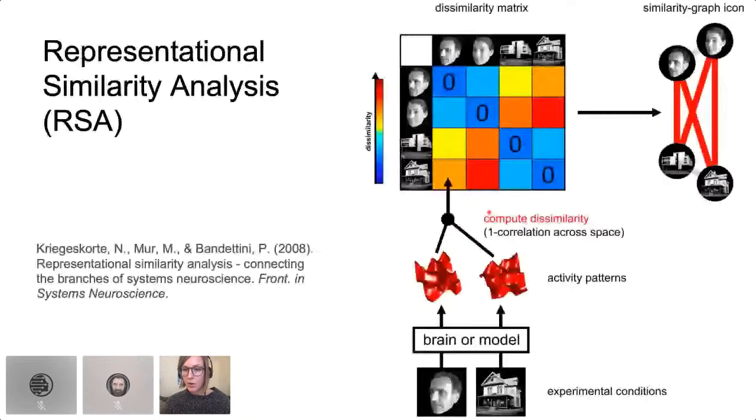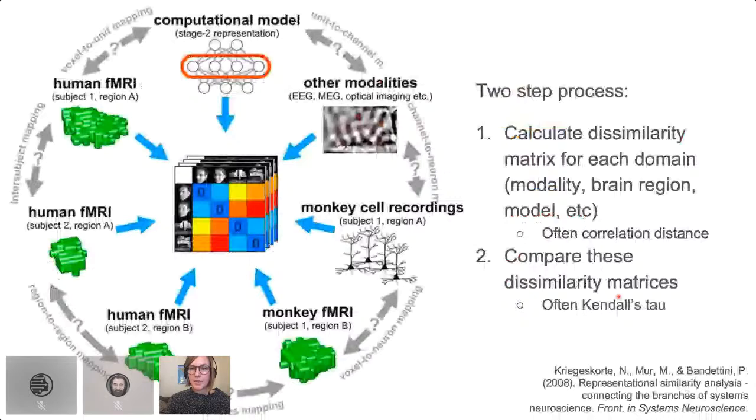So in this example from the original RSA paper, our experimental conditions are faces and houses. And for each pair of stimuli, we're going to calculate the dissimilarity between the patterns of activity evoked by those two stimuli. These dissimilarity matrices provide a convenient summary of the representational geometry of a brain region or model. Because these matrices will all be the same size, the size is determined by the experimental conditions, we can compare them easily, even if the original data were at very different spatial or temporal scales.